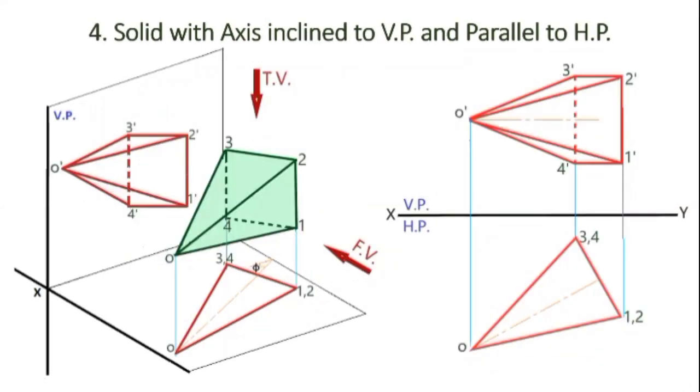Next condition is solid with axis inclined to vertical plane and parallel to horizontal plane. So here in this first coordinate, we have placed a solid, that is a square pyramid, and the axis of the pyramid is inclined to vertical plane at an angle of phi. You can see this is inclined to vertical plane, and the axis is parallel to horizontal plane.